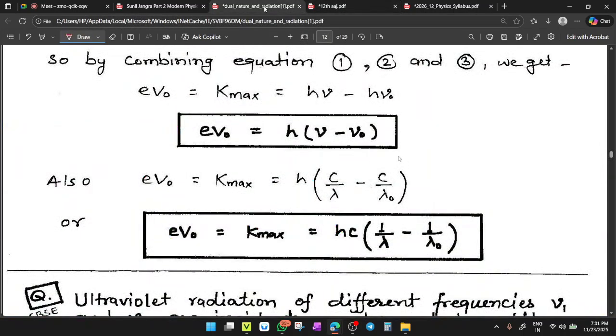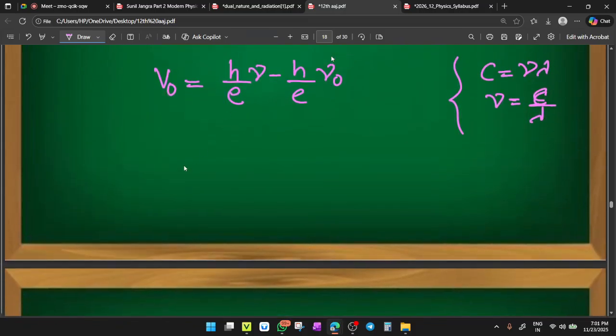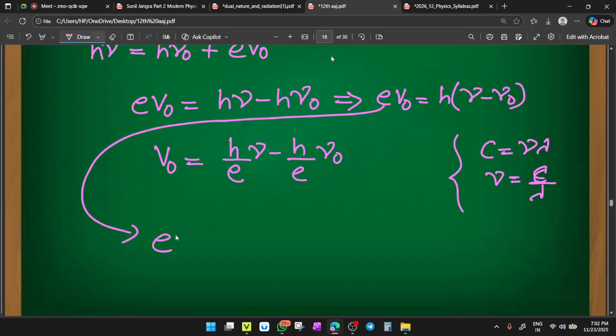Got it? Now, what is the formula for nu? As we know, c equals nu lambda, so nu equals c upon lambda. c is the speed of light. So you can place here V naught equals h upon e, and in the place of nu you can write c upon lambda. Taking the equation from here, eV naught equals h, and in the place of nu there will be c upon lambda.